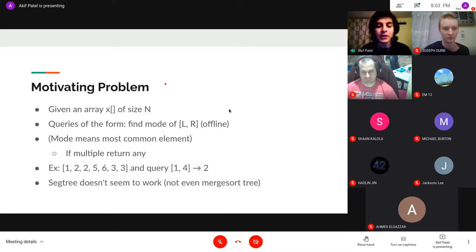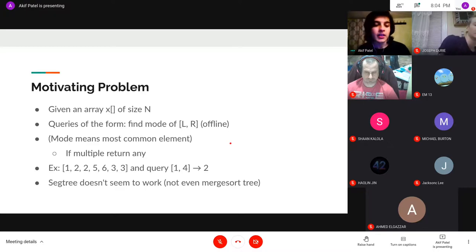Okay, so we have some array x of size n. It's an array of numbers, and we're given a bunch of queries. These queries are of the form two numbers L R, which denote some subarray in your original array, so the endpoints of a subarray, and the query asks you to find the mode of that subarray. So mode, in case you guys aren't familiar, means the most common element. You want the element that appears the most times in that subarray.